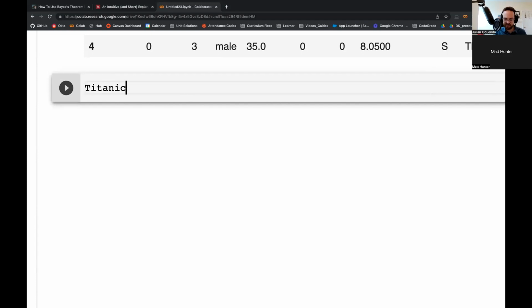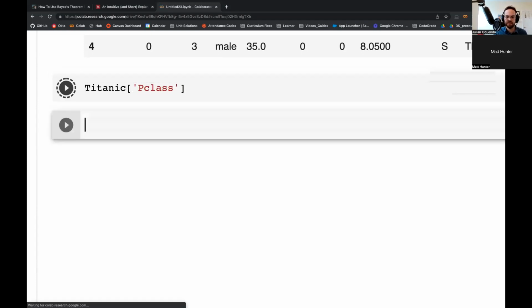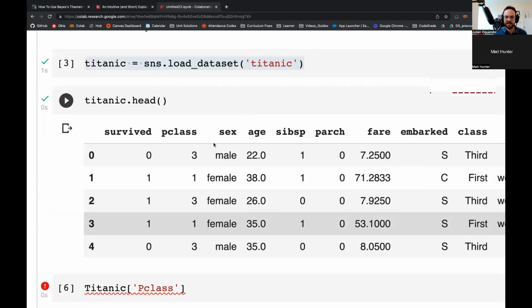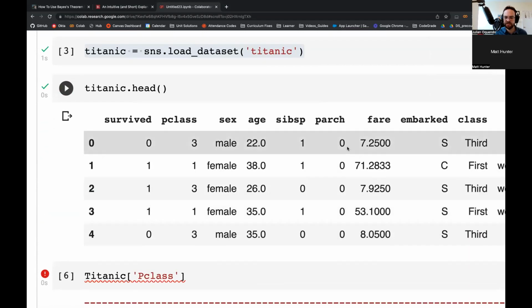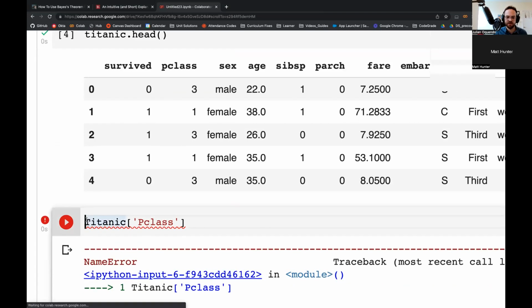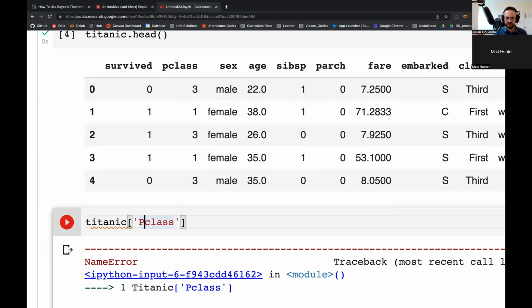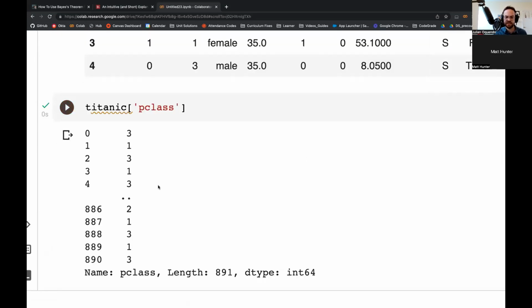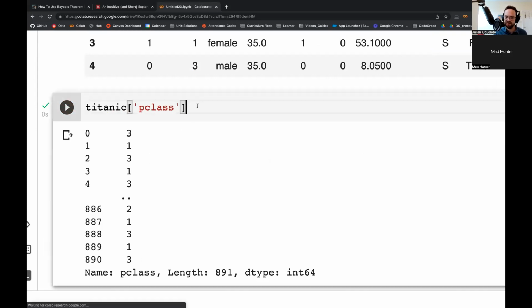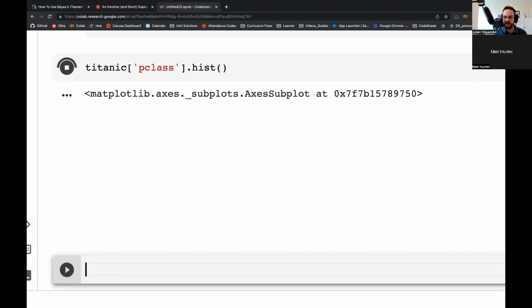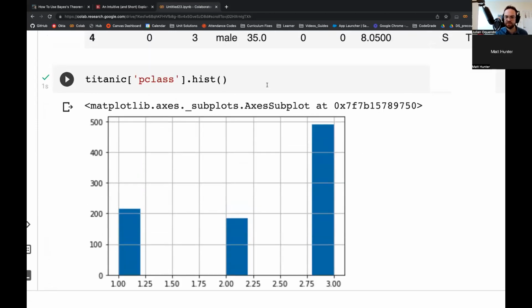So if we take a look at our Titanic passenger class, that's pclass, is that the name of the data set? No, it's titanic lowercase, and then pclass is lowercase. Here we go. So if you take a look at the Titanic pclass, this is the passenger class for all individuals on the Titanic. If you take a histogram of that passenger class, you'll notice something interesting.